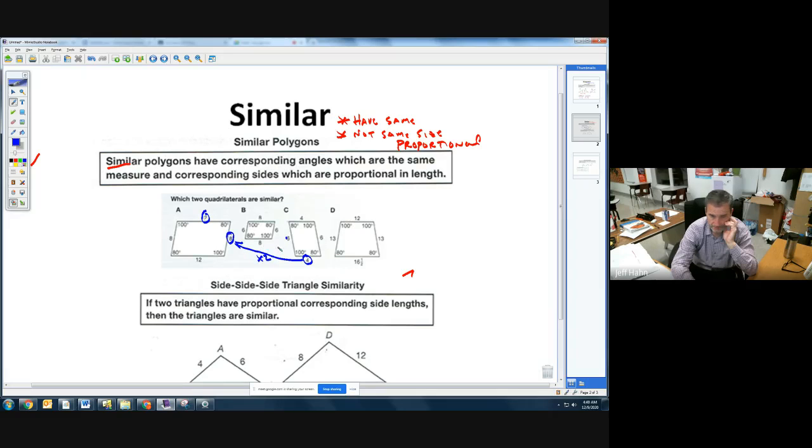Now, what about this little rectangle here? It's a little tougher to tell because the scale factor is not super exact. It's not like an even number, but if you look at the small sides, how do I go from 4 to 6? By the way, here's a little math lesson for you. Here's a question.